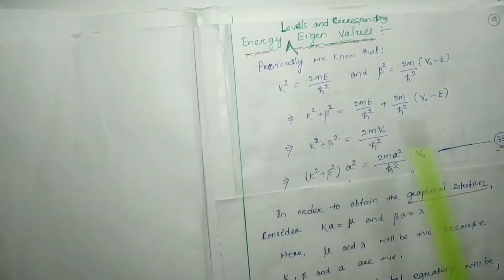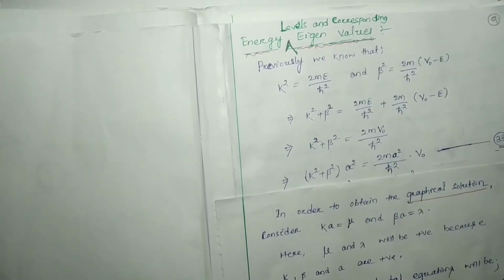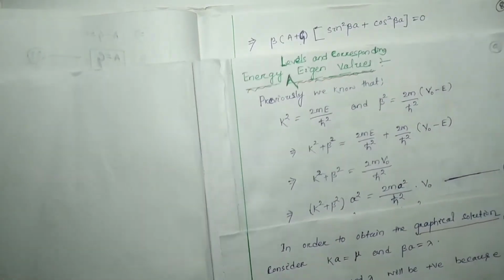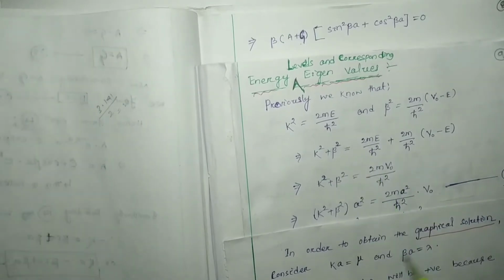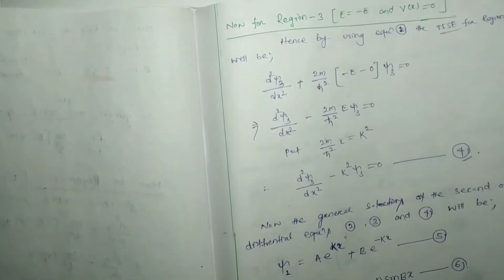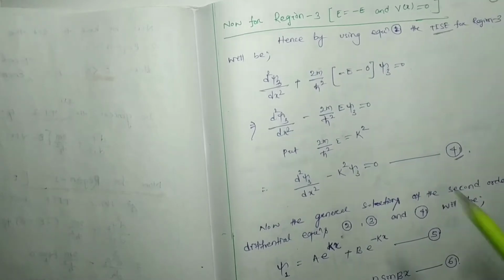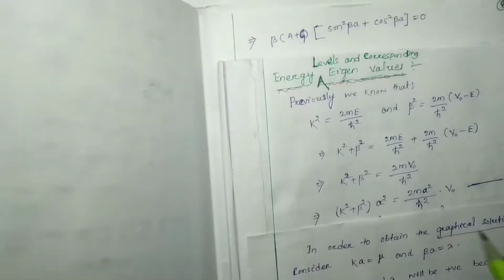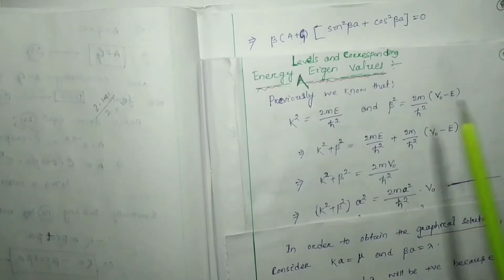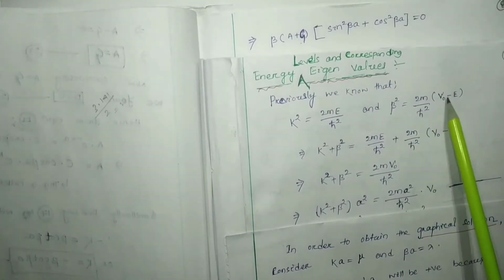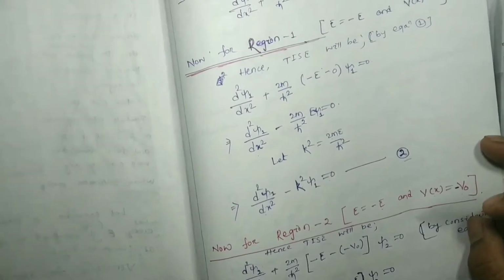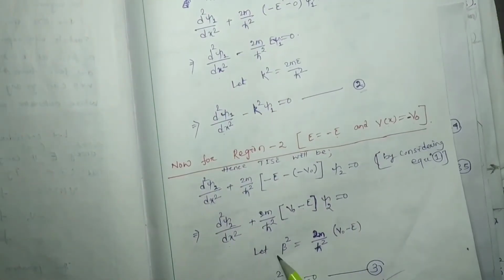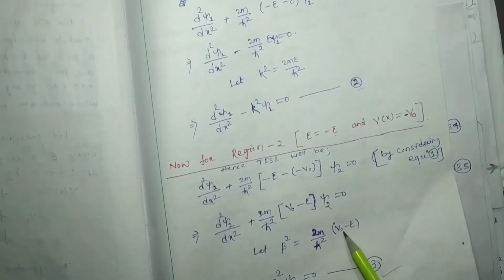From the beginning itself we have written that k square equals 2mE by h cross square. You can see over here that k square equals 2mE by h cross square, and beta square is equal to 2m by h cross square times (V0 minus E). At the time of region 2, you can check that beta square we have taken as 2m by h cross square (V0 minus E).